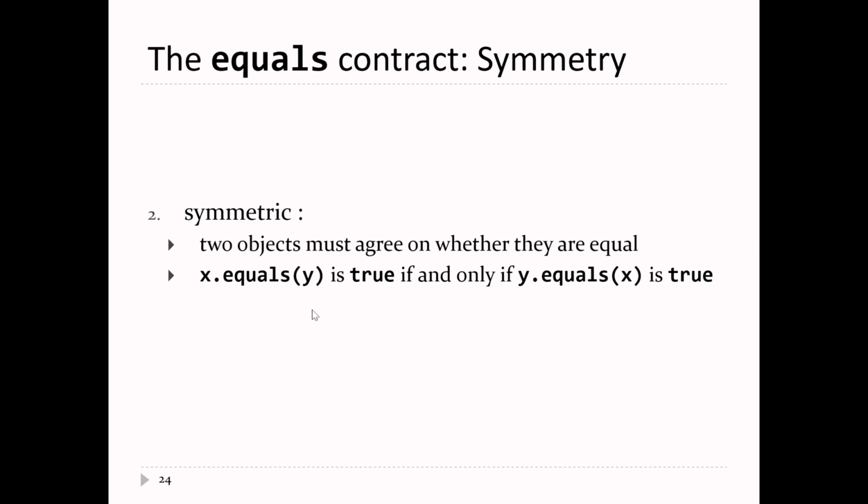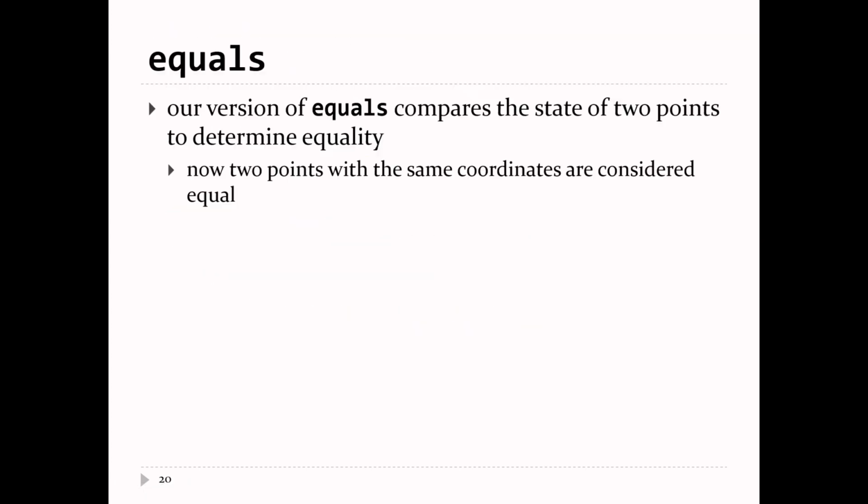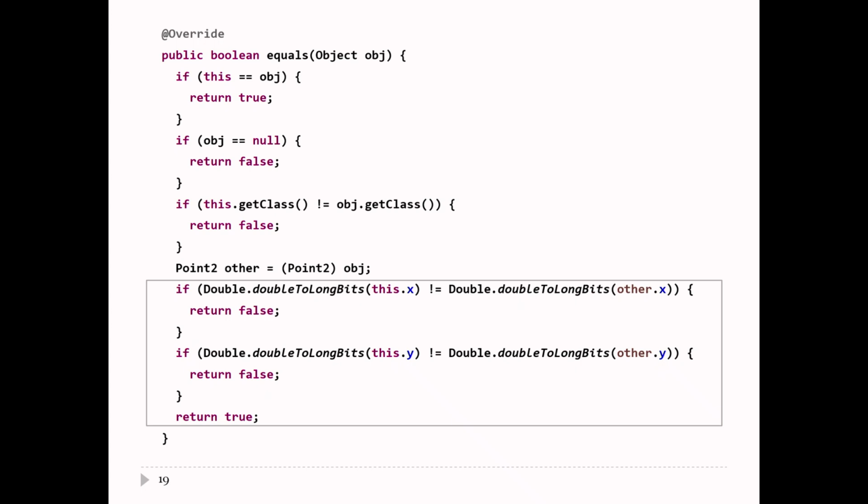If one of them is not null, then that's handled by the fifth case. Now, if you go back and look at our implementation, and you ask yourself, is this thing symmetric? You should be able to convince yourself that, in fact, the answer is true. It is symmetric. This version of equals only compares points. So if I have a point dot equals some other point, it might return true.